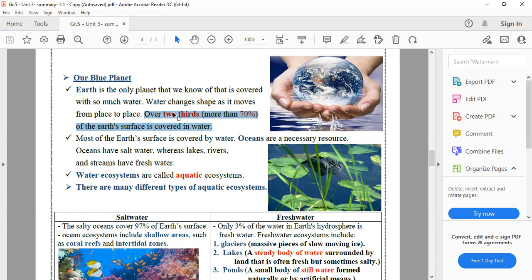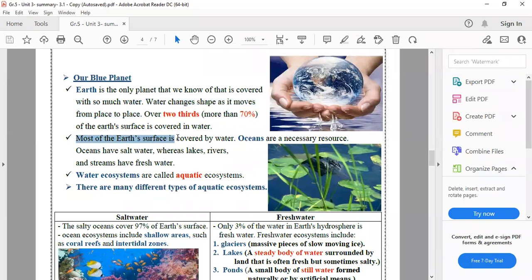Okay. Water changes shape as it moves from place to place. What does this sentence mean? Okay, imagine that you have water in your bottle. It takes the shape of the bottle. If I asked you to pour some of this water into a different smaller cup, then the water will take the shape of this cup. Then if I asked you to put this water in a balloon, it will take the shape of the balloon. This is what is meant by water changes shape as it moves from place to place.